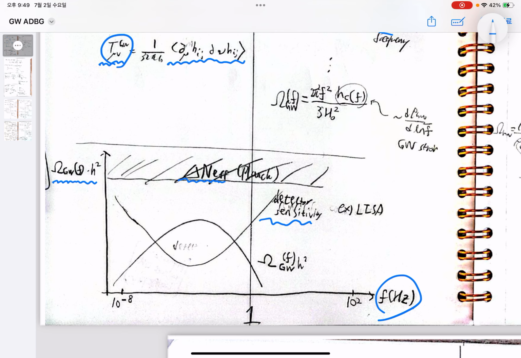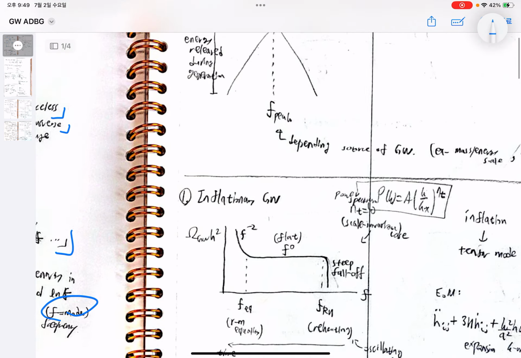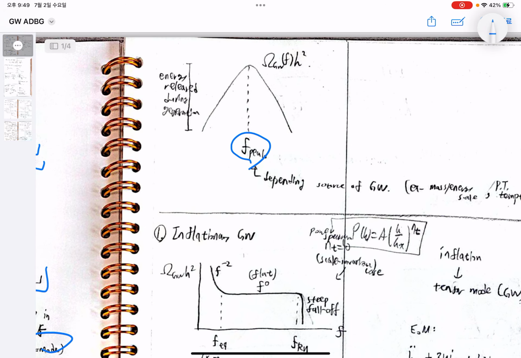And specific gravitational wave sources show the following behaviors: a convex curve, and the peak of this curve represents the mass scale or energy scale of the gravitational wave source or phase transition temperature. This corresponds to the scale of the energy. And the height of these curves represents the energy released during the gravitational wave generation.